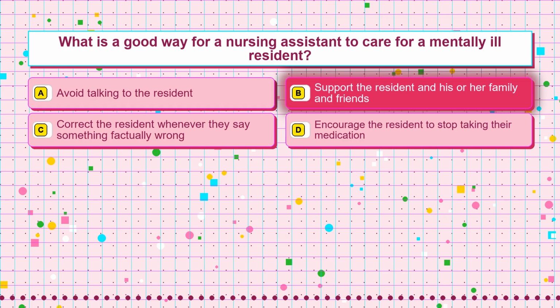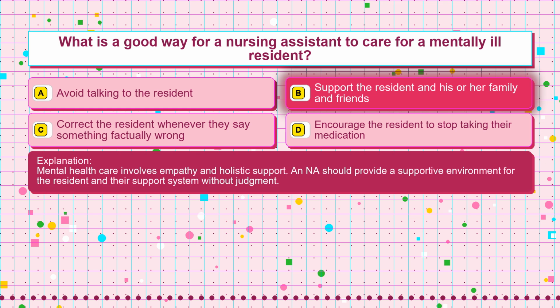The correct answer is option B. Support the resident and his or her family and friends. Mental health care involves empathy and holistic support, and NAs should provide a supportive environment for the resident and their support system without judgment. Question 55.